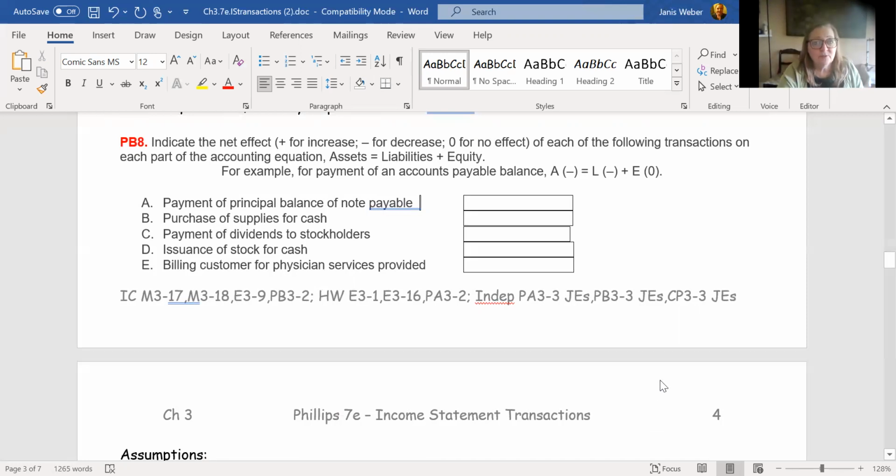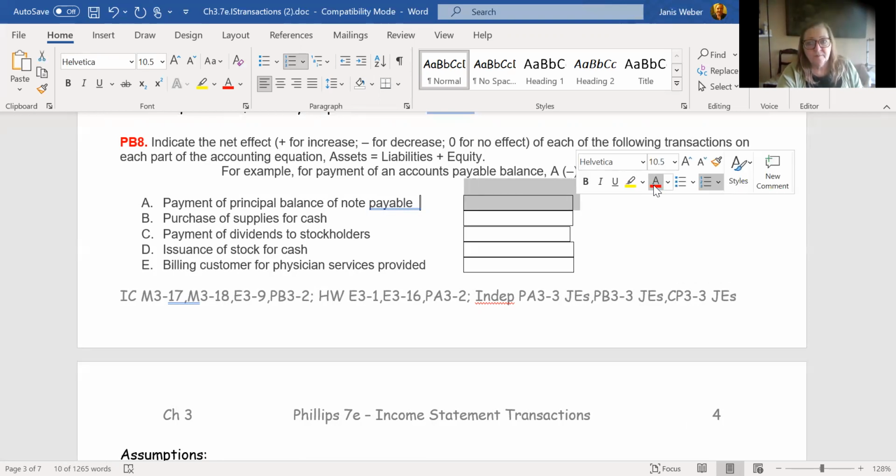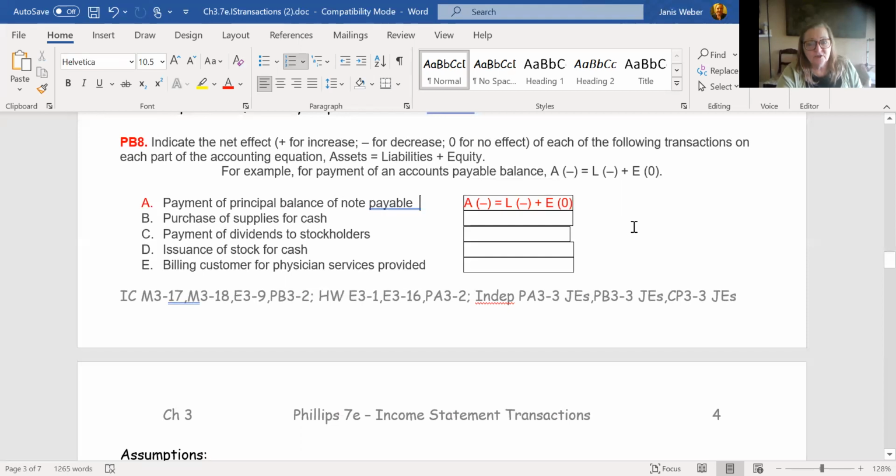So the payment of principal balance on the note: assets decreased because you paid something, liabilities decreased because you paid down on the note, and equity did not change. Purchase supplies for cash, that was no change on any count, because when you buy supplies, you're increasing a supplies asset and decreasing a cash asset.